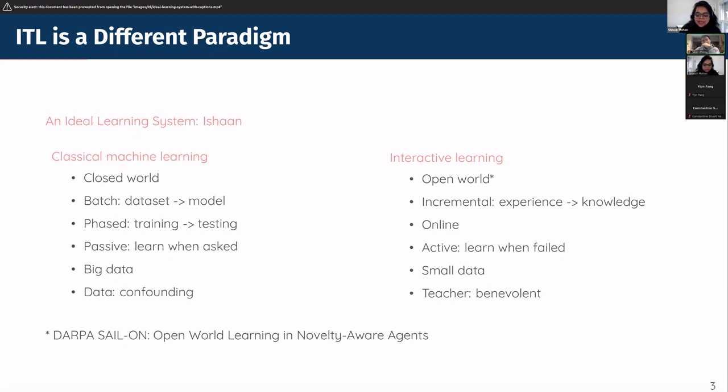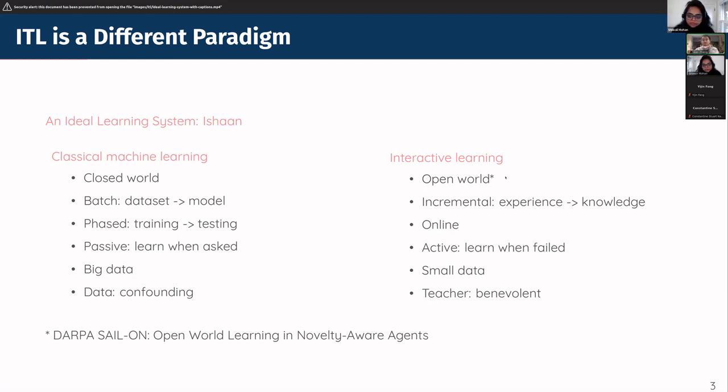They call it open world learning for novelty aware agents. These are agents that are given an unknown novelty, an unknown situation to handle that was not part of their training set. So now they have to first recognize, okay, I'm in a novel condition, understand what this novelty is, and then learn about that novelty, right? That's more human-like learning, and that's what we are trying to build towards.